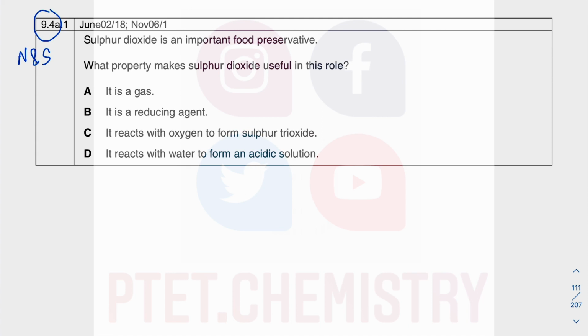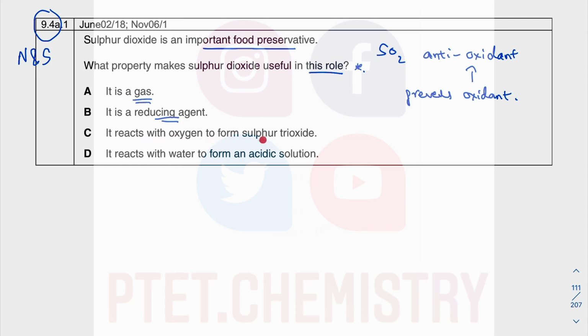So it's talking about sulfur dioxide now. So sulfur dioxide is an important food preservative. So it is a gas, but does it make it useful in this role? So you always gotta play into the context of what is being asked of you. So it is a gas, is a correct statement. It is a reducing agent. Is it a reducing agent? Well, we call SO2 an antioxidant. Antioxidant because it prevents oxidation. So it prevents your food from getting oxidized, all right?